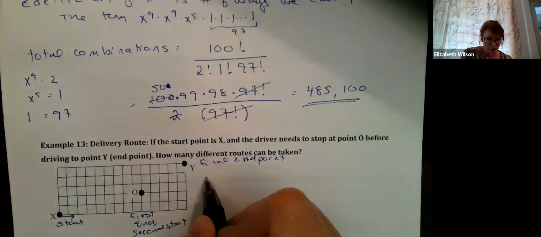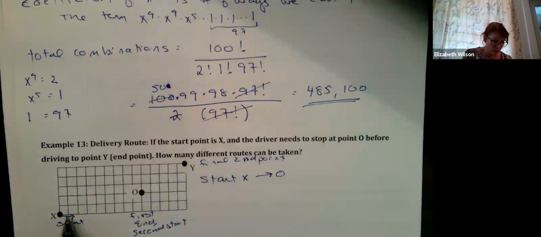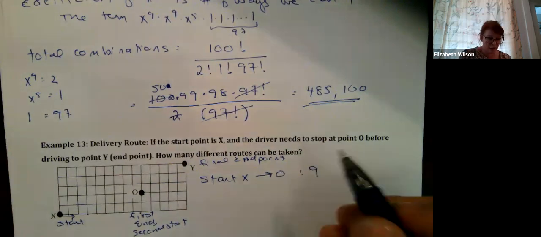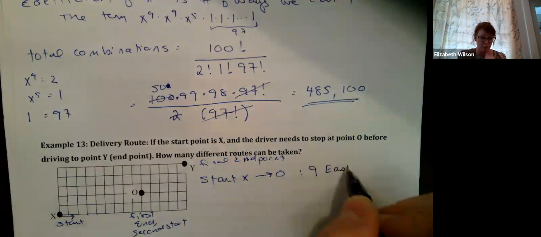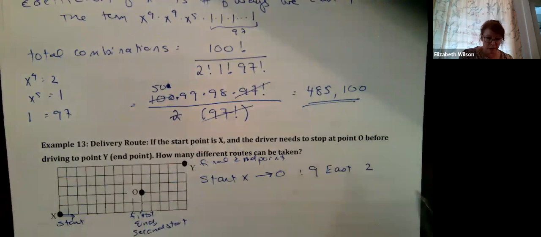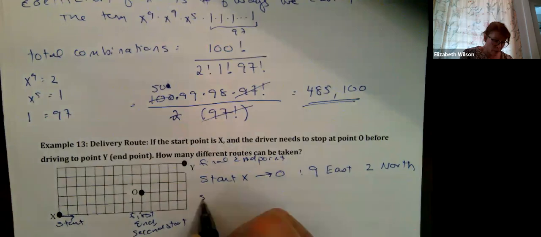If I start at X and I go to O, okay, so I'm going to start here. I'm going to go 1, 2, 3, 4, 5, 6, 7, 8, 9. I need to go 9 to the right, which, since we're in a map, I'll call it, I'm going to head east, just to keep it clear. And then from here, I'm going to go 2 up. Well, I'll call it north because we're in a map. Okay, so I start here. Basically the triangle that I'm making is I need to go 9 over and then 2 up.